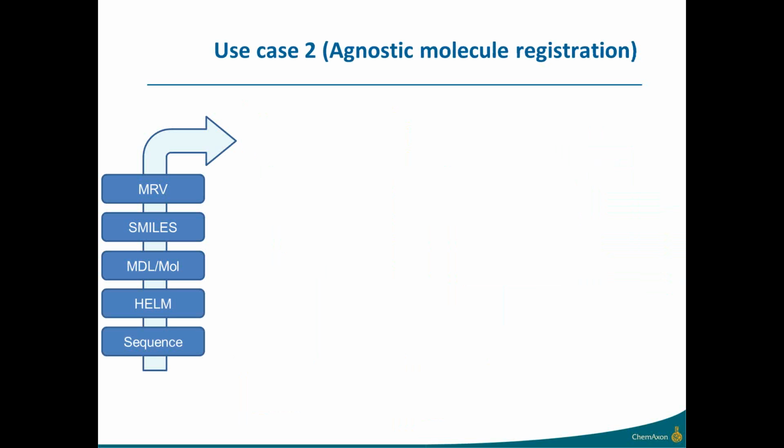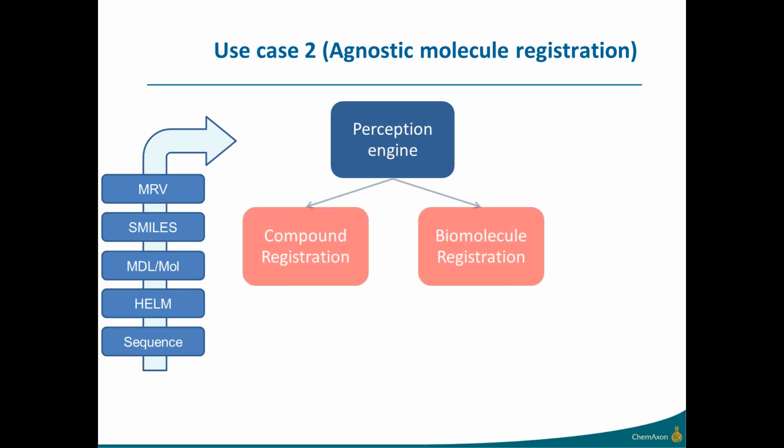What we actually would like to achieve is that we have a single input which goes into a perception engine, and this perception engine receives any file format and then tries to interpret the content of this file format, whether it should go either to the compound registration because it is said to be a small molecule, or to the biomolecule registration because it is an antibody, or even to both in case it is a small peptide, an example, where structure and sequence are similarly important.